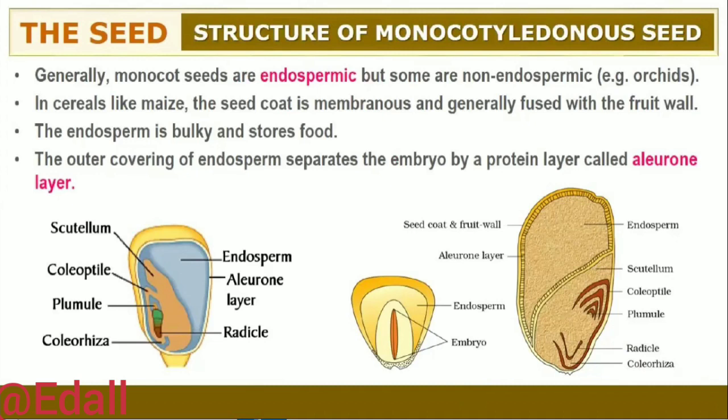5.7.2 Structure of monocotyledonous seed. Generally, monocotyledonous seeds are endospermic, but some, as in orchids, are non-endospermic. In the seeds of cereals such as maize, the seed coat is membranous and generally fused with the fruit wall. The endosperm is bulky and stores food. The outer covering of endosperm separates the embryo by a proteinous layer called aleurone layer.